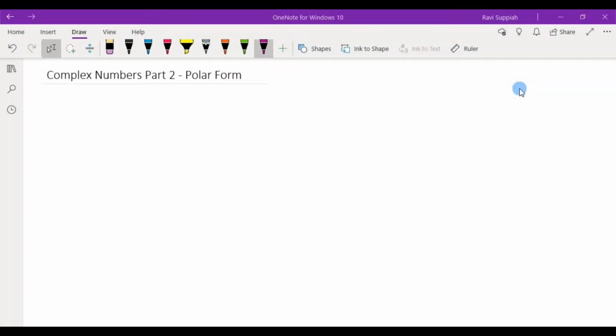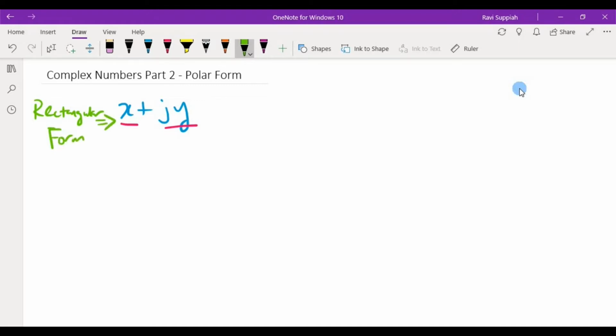Hi, we are now going to be learning about complex numbers in polar form. So let's quickly recap what we did in the last lesson. Complex numbers are basically written as x plus jy, where x is the real part and jy is the imaginary part. This is what we call the rectangular form of a complex number.